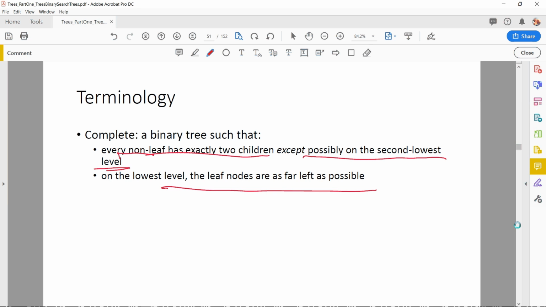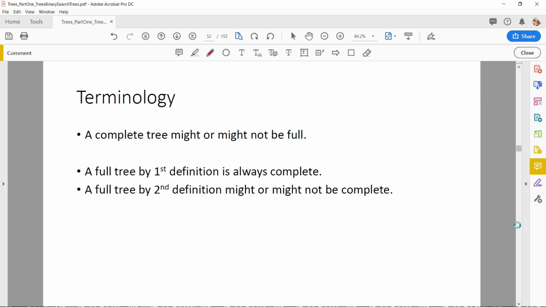Okay, so this is a bit of a more complex description here. So again, let's think about this. If we think at anywhere other than the second to lowest level, all of our other non-leaves have two children. On that second to lowest level, our nodes are allowed to have less than two children. But on that lowest level, the leaf nodes all have to be as far left as possible. Okay, so a complete tree, and we're going to look at examples of that in a minute. A complete tree may or may not be full. So just knowing that it's complete does not tell you whether or not it's full. If you have a full tree using that first definition, that tree will always also be complete. If you have a full tree using that second definition, then you can't tell. It might or might not be complete.